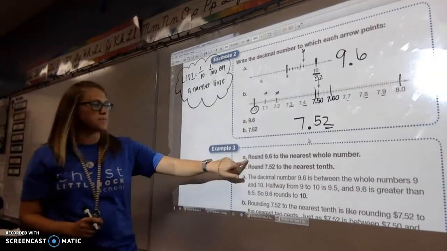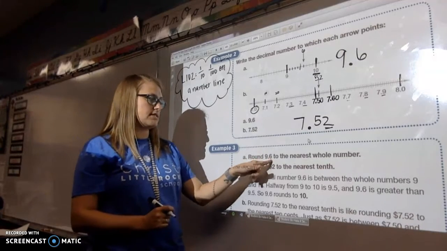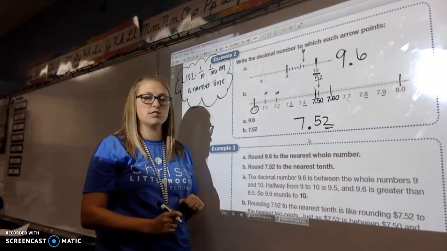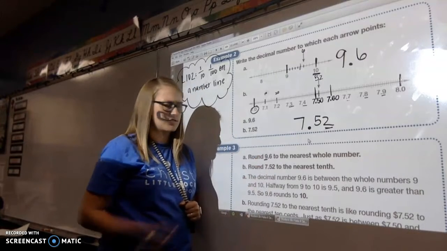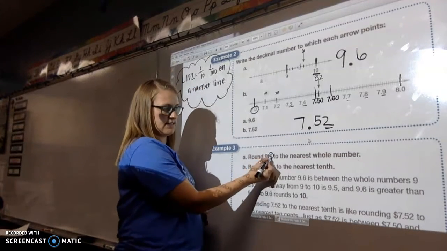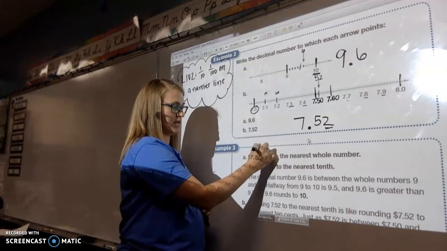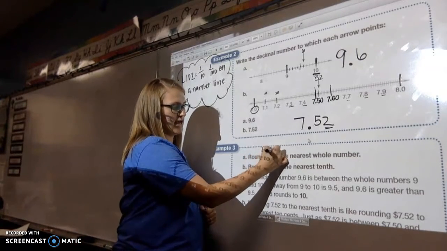Now let's look at example 3. Rounding decimals. Round 9 and 6/10 to the nearest whole number. So I would underline my whole number just like I normally would. Circle what's next to it. This 6 is bigger than 5, so it's going to make this 9 turn into a 10. Everything after it becomes a 0.